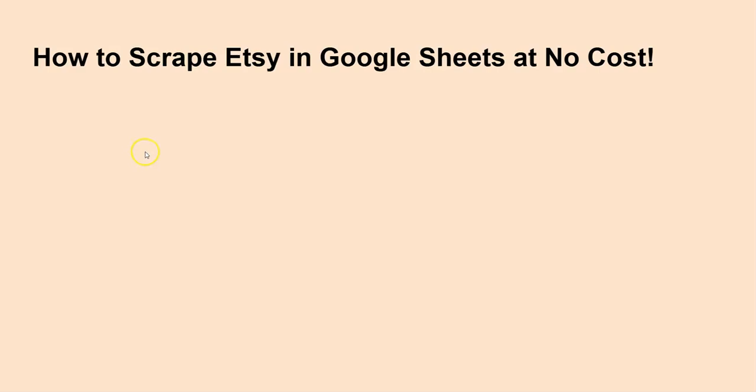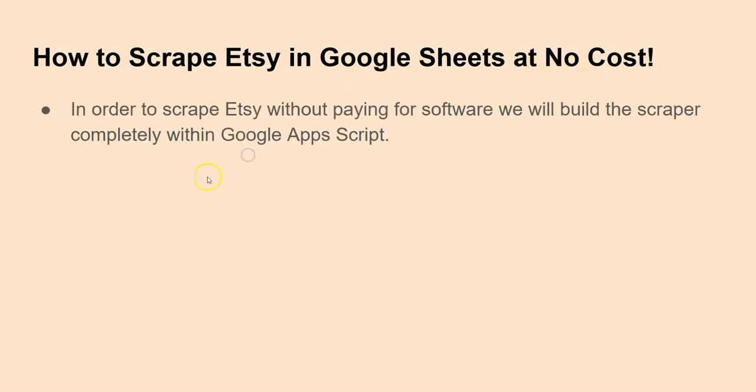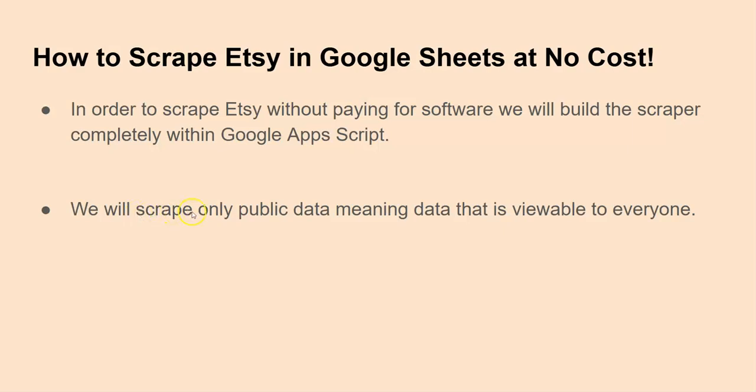Now, the first thing I'm going to look at is how to actually scrape Etsy in Google Sheets at no cost, which is an important part of this, that it will not actually cost anything to do this. So first of all, in order to scrape Etsy without paying for any kind of software, we will build the scraper completely within Google Apps Script, which is a coding language that works on Google Sheets. Number two, we will scrape only public data, meaning data that is viewable to everyone, meaning anyone who goes online and goes to Etsy.com can see this same data, titles, prices, images, so on and so forth.